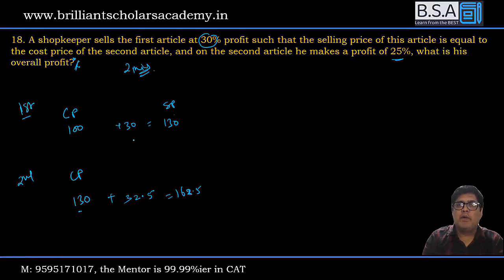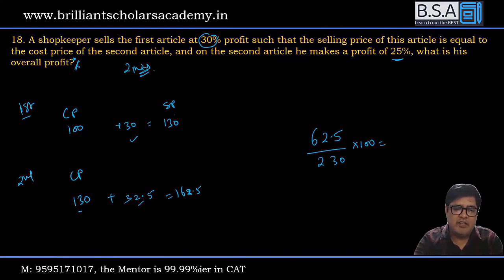So what is total profit? Total profit is the addition of these two. Total profit is 62.5. How much is total cost? Total cost is 230 into 100. Decimals आएगा, वो दिख गया 130 आते ही. As soon as we saw 130, we have 62.5 divided by 230 into 100. Decimal आएगा. 27.17%.